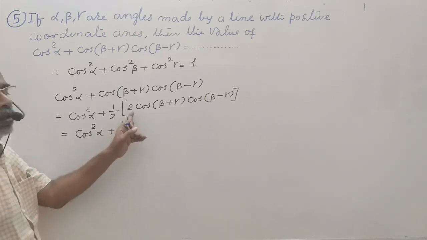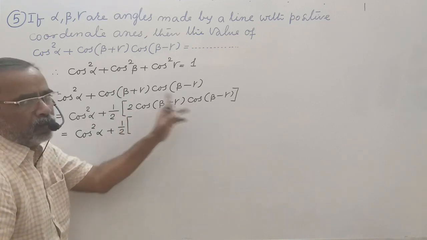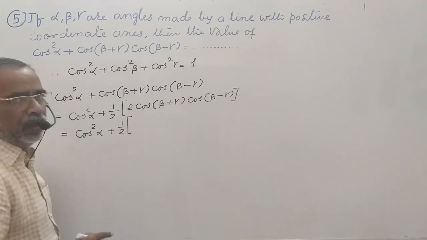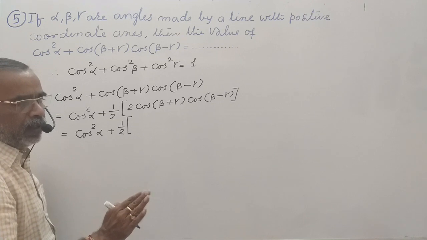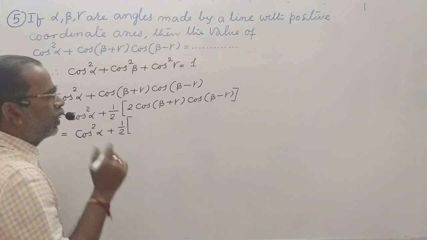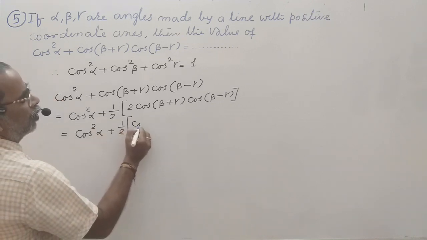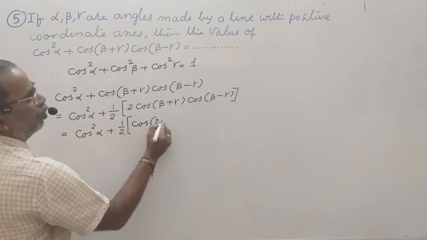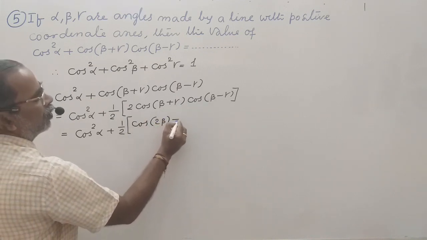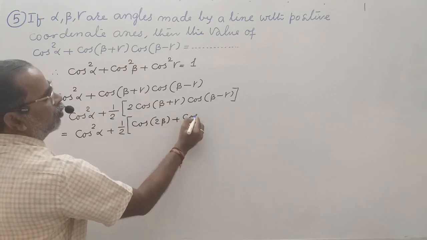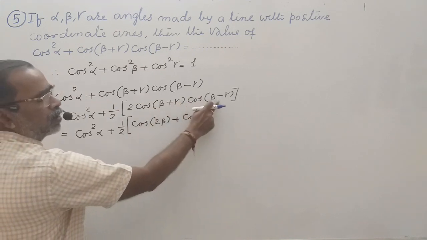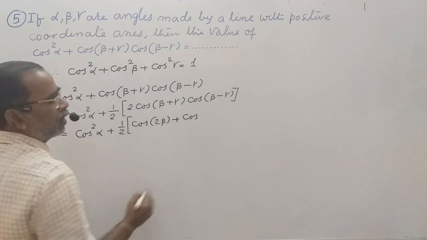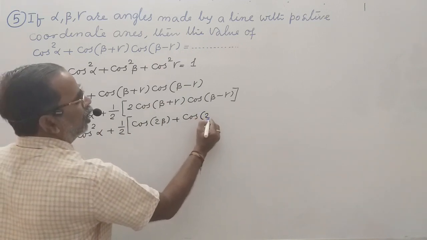yes, it is 2 cos A cos B. 2 cos A cos B is cos (A plus B) plus cos (A minus B). Therefore, cos (A plus B), the sum of these two is 2 beta, plus cos (A minus B). This minus this, beta beta gets cancelled. We will have 2 gamma.